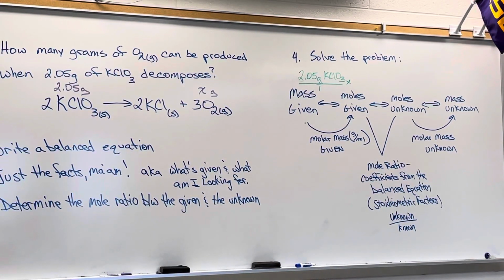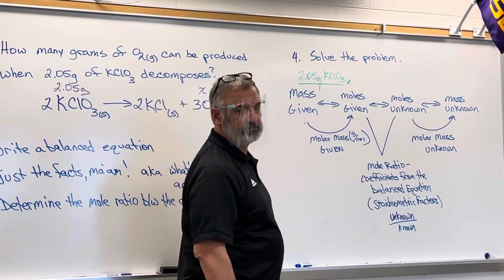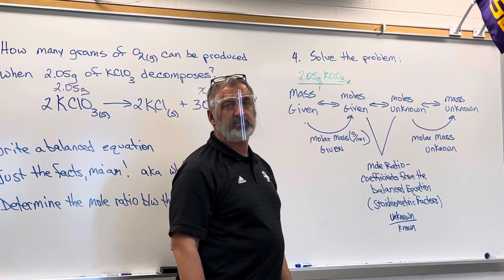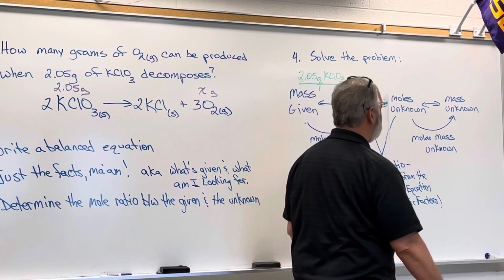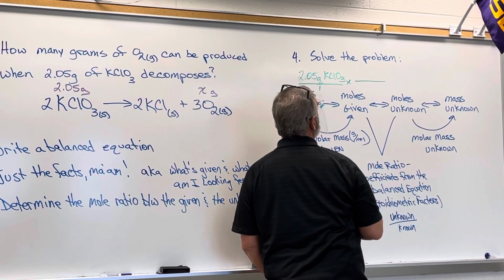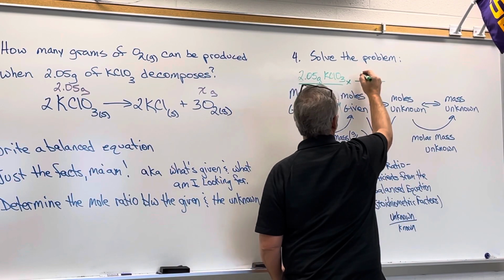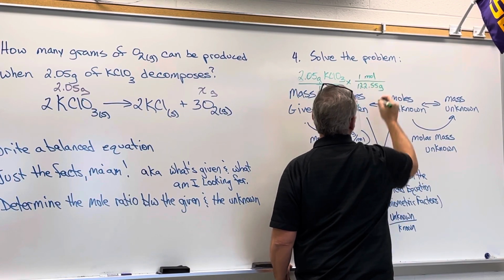Potassium is 39.1. Then 35.45, 48, 122.6. Okay? So where does grams need to go? On the bottom, right? So I'm going to say 1 mole over 122.55 grams.